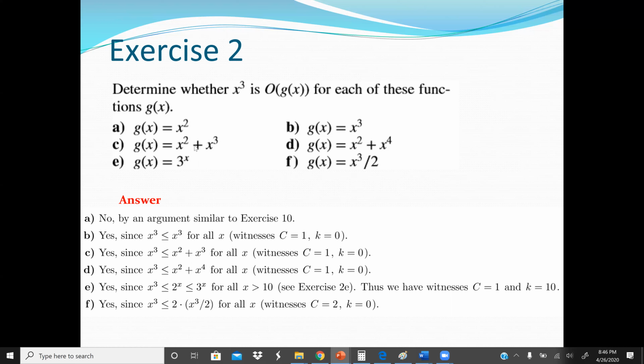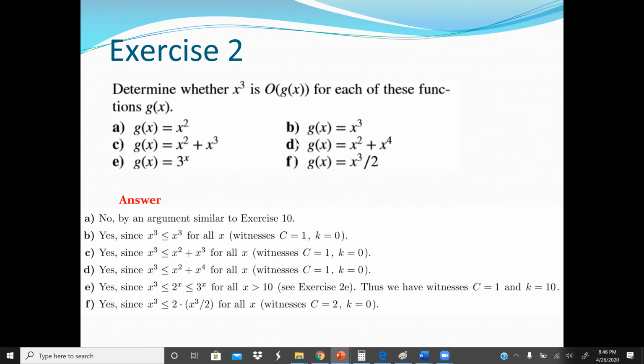And then we have s squared. Most of the time, we can use the exponent power. You see, s cubed versus s squared is impossible. But here, g(s) is s squared plus s cubed. The highest exponent is s cubed, so this is s cubed. So this is possible. And also here we get c equal to 1, k will be 0.